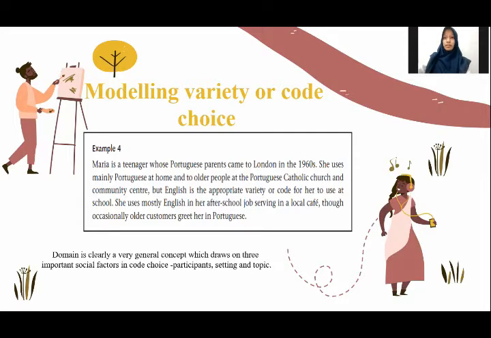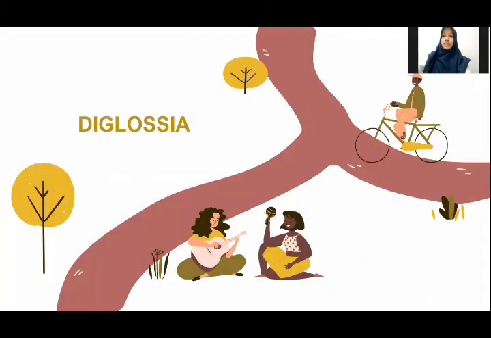Modeling variety or code choice. As we can see in the table, example 4, the information provided in example 4, for instance, identifies 4 domains and describes the variety or code appropriate to each. Domain is clearly a very general concept which draws on 3 important social factors in code choice: participant, setting, and topic. The next material will be explained by Yolanda Sejati.